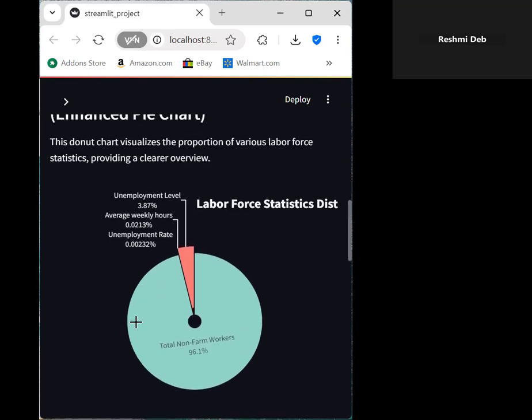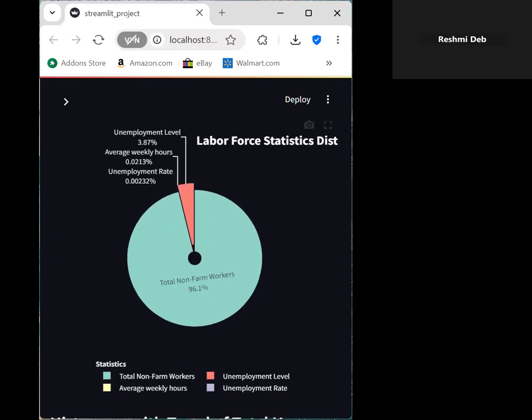Next, we move on to the pie chart. In the pie chart, it gives us the distribution of the labor force. Here we can see the majority of the labor force is occupied by the non-farm workers, and only small numbers are occupied by the unemployment level and unemployment rate. That gives us a picture of a healthy labor market with very high employment and low unemployment. So yes, that's a very good sign.